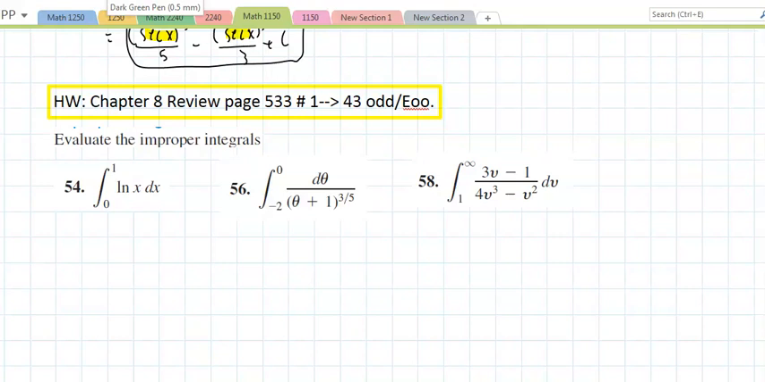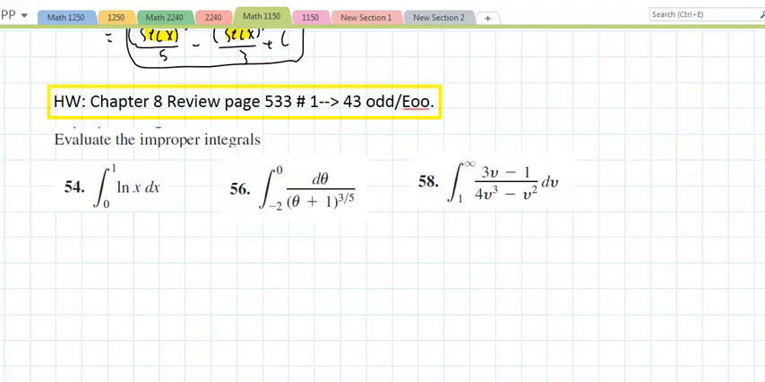Okay, the second review, we're still on the same page, 533. These are improper integrals. So the first batch was covering 8.1, 8.2, 8.3, 8.4, and 8.5. And the last batch will cover also 8.1, 8.2, 8.3, 8.4, and 8.5. Here, we're doing the improper, that's like 8.8.